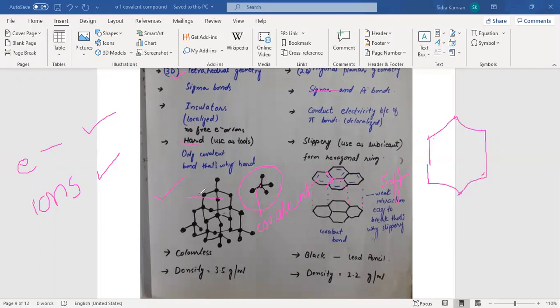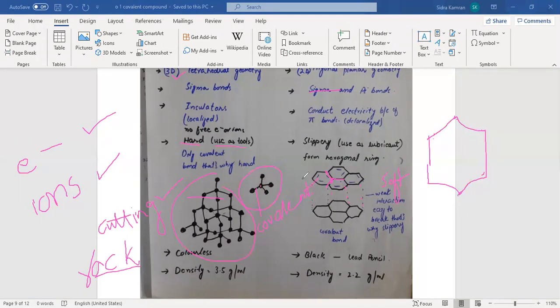Due to this hard structure, diamond is used as a tool, a tool that is used for cutting. You can cut hard materials with diamond. For example, rocks. Rocks are very hard, but you can cut rocks with the help of a diamond.